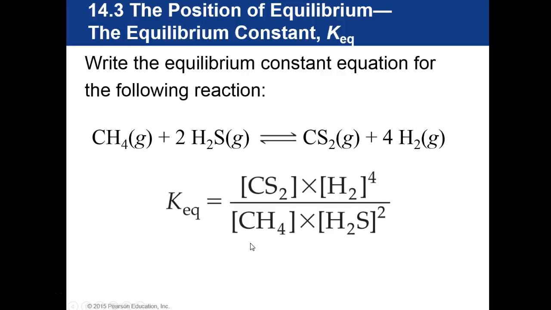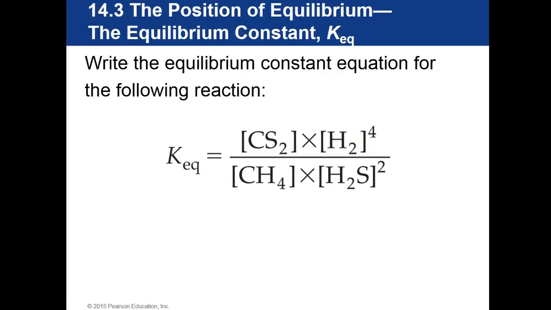So if we write the equilibrium constant equation for this reaction, it would be as follows. You can see again we've got the 4 in front of the hydrogen. That ends up being down here. So we raise it to the 4th power. And don't worry, I do have an example coming.